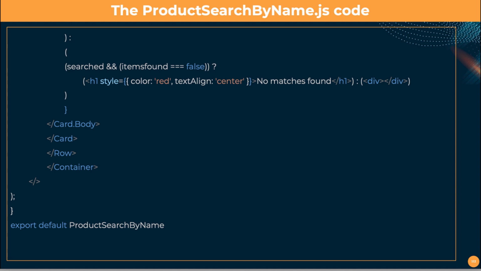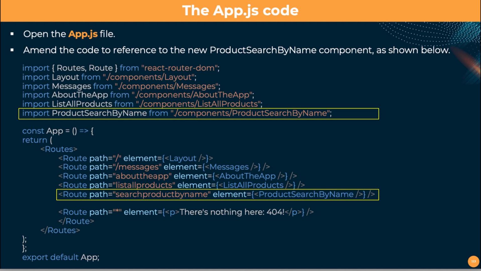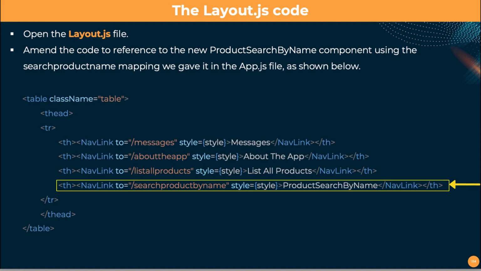Now, once we have created the component, we know what we need to do next. We need to go to the app.js and import the product search by name from the components folder, and we need to add in a route. So the route will say if a person puts in /search product by name, then we want to load up the product search by name component. And we also need to go into the layout and add a nav link which matches up with the search product by name and just has the words product search by name.